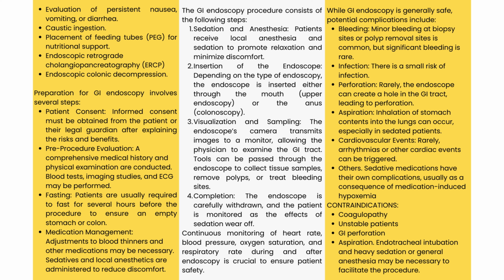While GI endoscopy is generally safe, potential complications include bleeding. Minor bleeding at biopsy sites or polyp removal sites is common, but significant bleeding is rare. Infection: there is a small risk of infection. Perforation: rarely, the endoscope can create a hole in the GI tract, leading to perforation. Cardiovascular events: rarely, arrhythmias or other cardiac events can be triggered.